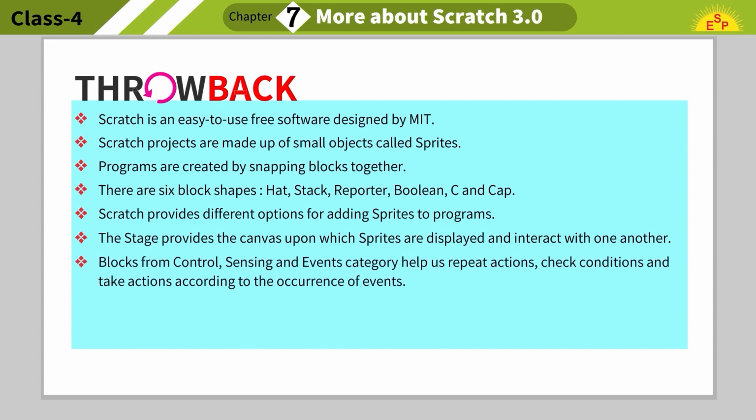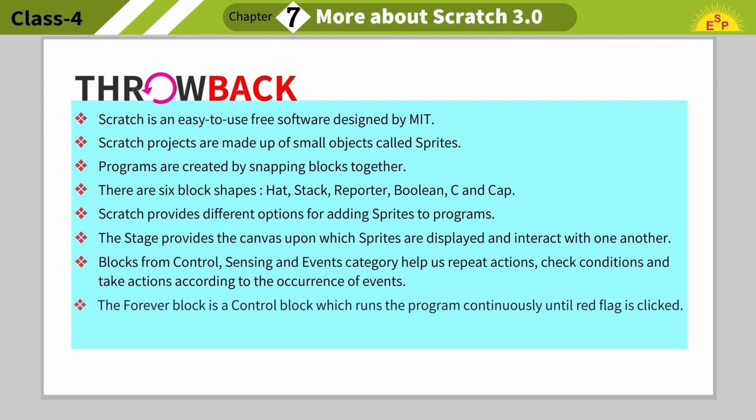Blocks from Control, Sensing and Events category help us repeat actions, check conditions and take actions according to the occurrence of events. The forever block is a control block which runs the program continuously until red flag is clicked. The file extension of Scratch project is .sb3.